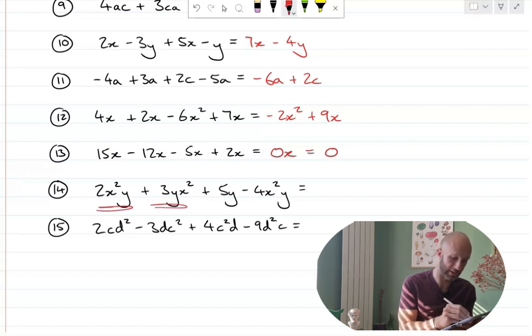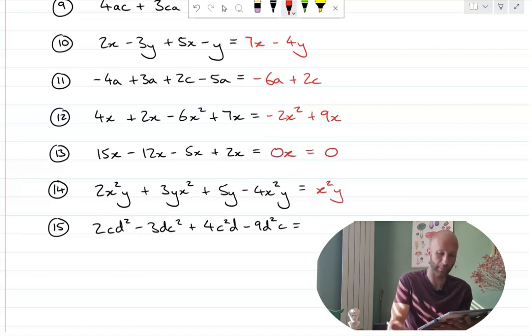So I've got 2 plus 3, which is 5, and 5 minus 4, which is 1. So it'll be one of those. Again, I could write y x squared. I'm going to keep it alphabetical for now. And there's no other y terms. So the 5y just tags along.